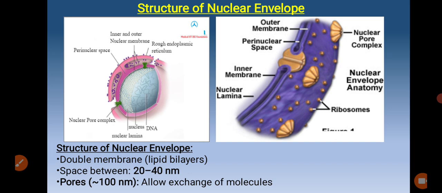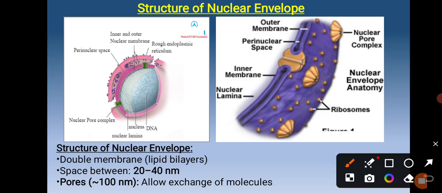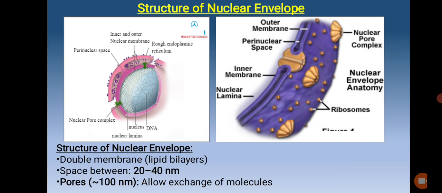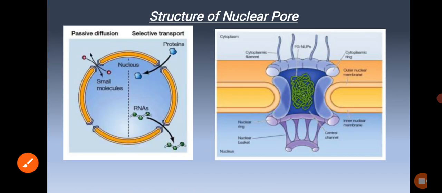Here you can see the nuclear pore complex. It has several copies of pore proteins, about 30 in number, which are also called nucleoporins or NUPs. The transfer of molecules by the nuclear pore complex is mainly carried out by two mechanisms. What are the mechanisms? Passive diffusion as well as selective transport.